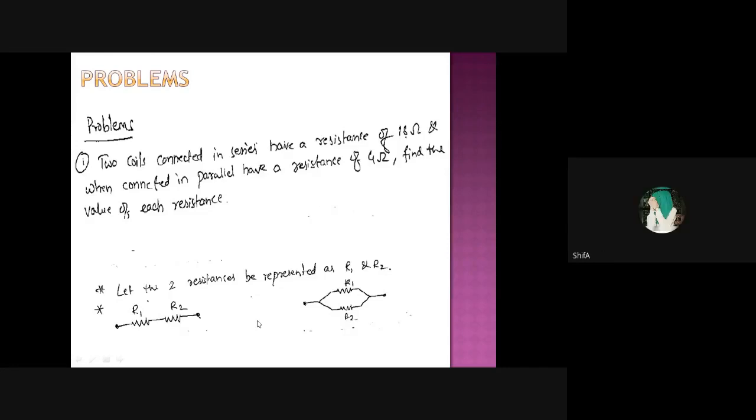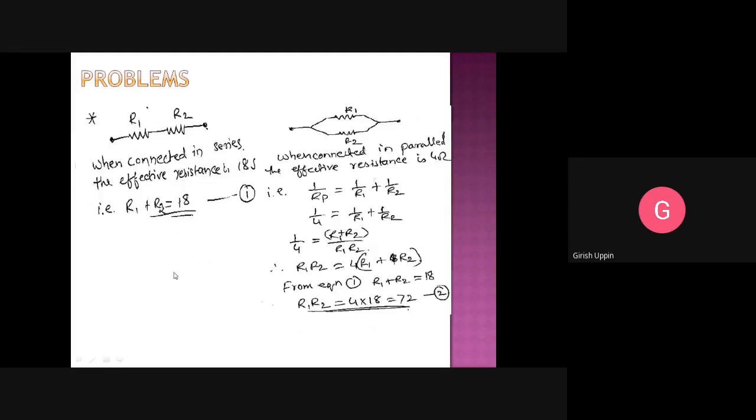1 by RP is equal to 1 by R1 plus 1 by R2, which is equal to 1 by 4. No, no, no. Don't make this mistake. It is equal to 1 by 4, isn't it? This is RP. Okay, now you have two equations and you start solving.